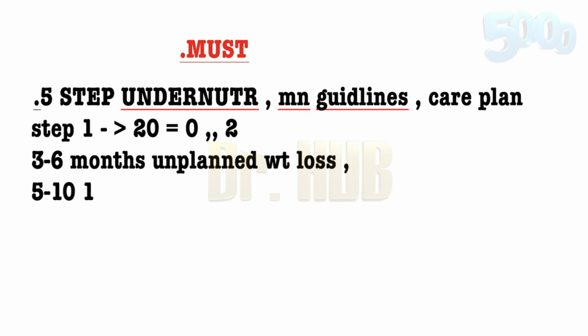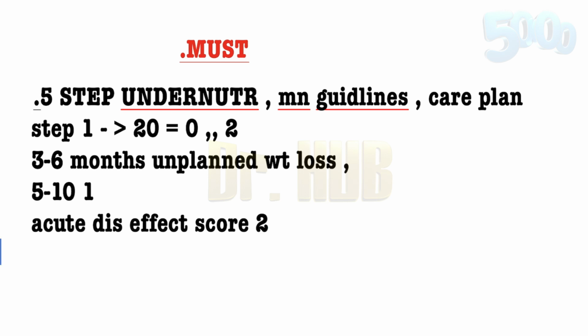Then the third step is to know the acute disease effect score. As per the acute disease effect score, if the patient is acutely ill and there has been or is likely to be no nutritional intake for greater than 5 days, the score is 2.